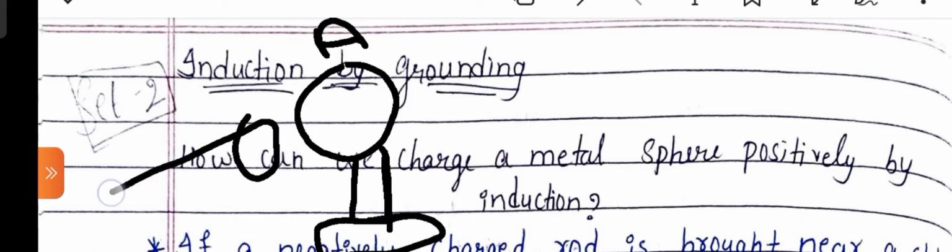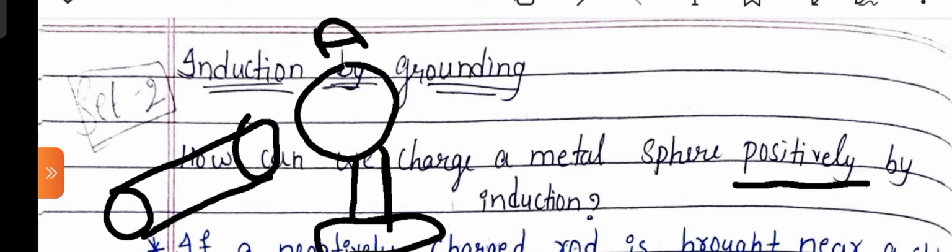The next one is induction by grounding. We consider a single sphere and charge it either positive or negative. Here, not only is induction applied, we also do grounding. First we consider one sphere, let's say A, supported by an insulating stand. Next, I'll bring a charged rod.